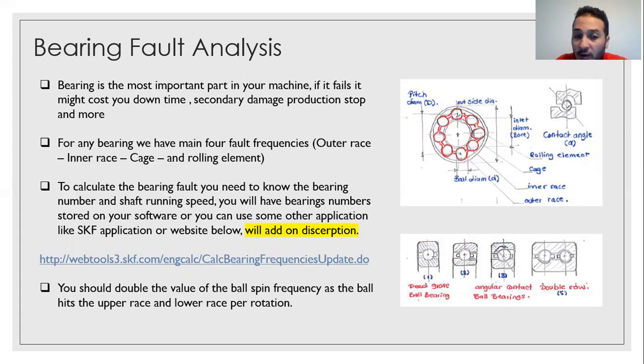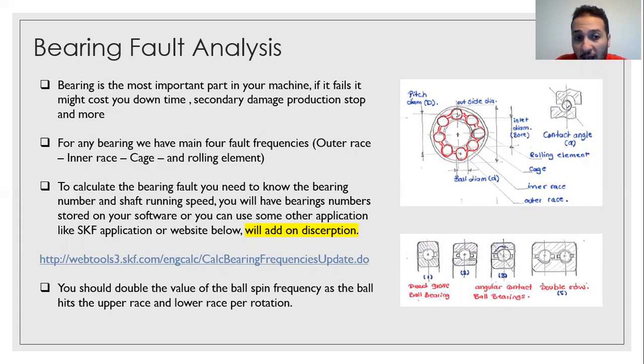Come back to the bearing fault analysis. I mentioned this because one of the good features in the SPM device is the spike energy, and this is one of the good ways to detect early bearing failure.